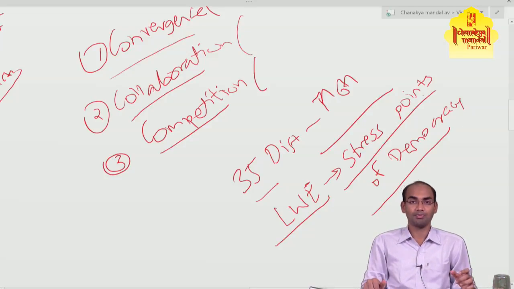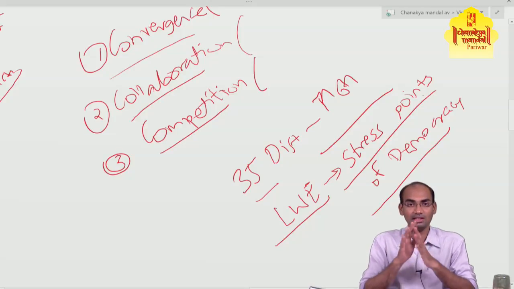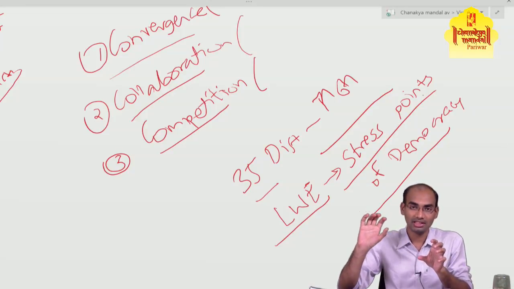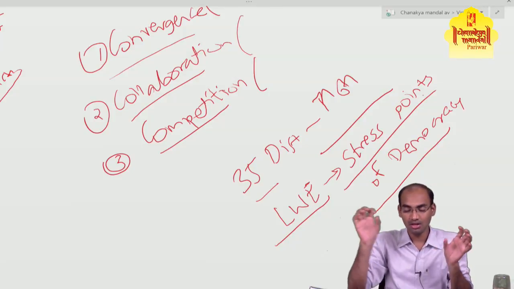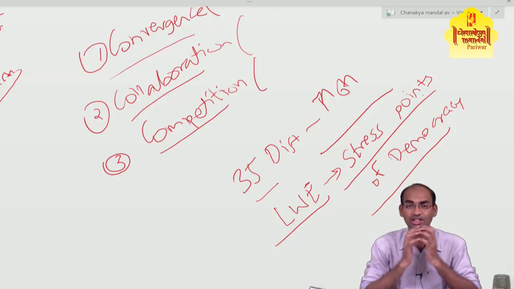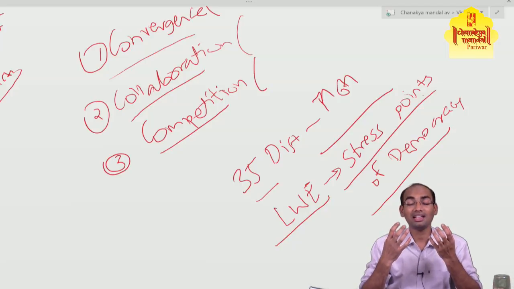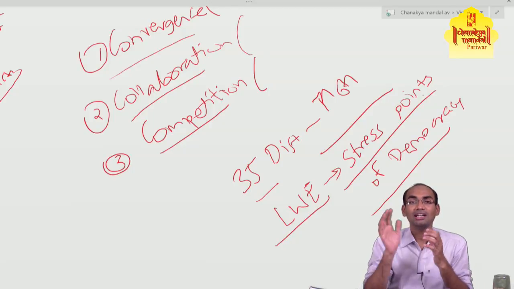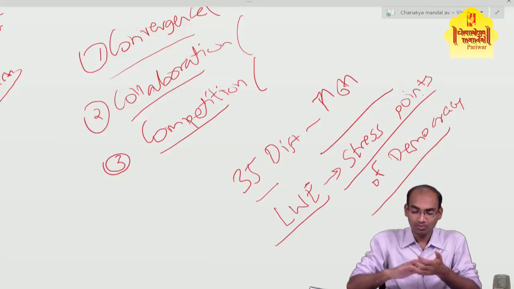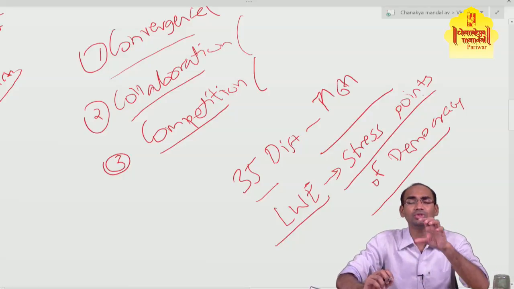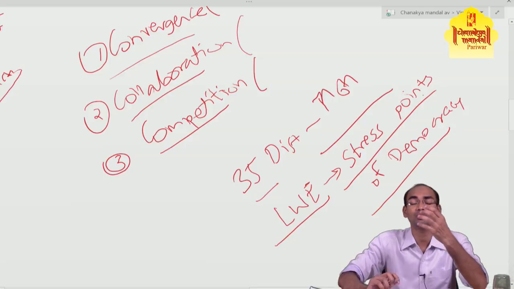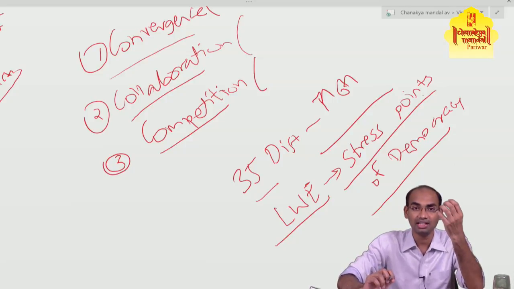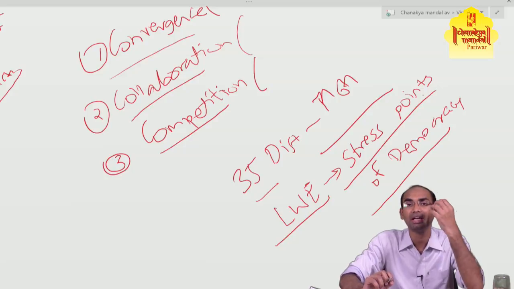Stress points of democracy is the most apt description for the LWE areas. It means these areas are creating a challenge for the democratically established government. They have challenged the government administration in these areas and are trying to undermine the authority of the government. So you should be looking for these kinds of phrases and terminologies which can sum up the concept in a few catchy words.